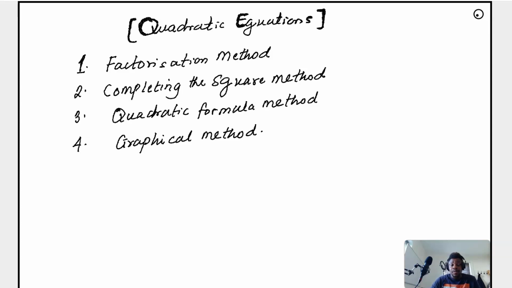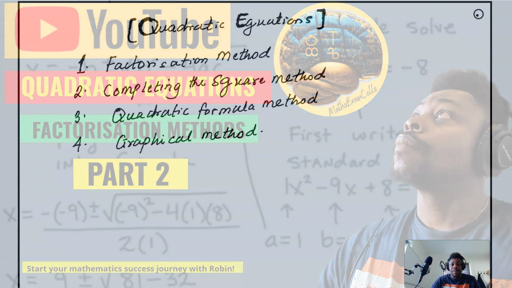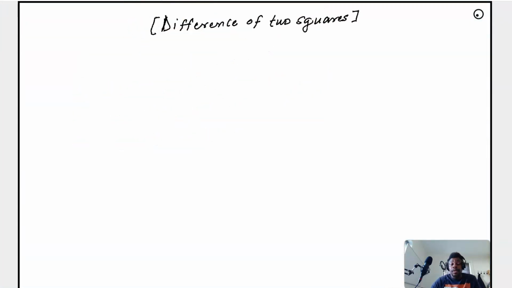In this video, I will solely be explaining the factorization method. Let's dive right into it. Before we take the factorization method, there are a lot of things that you need to know before we actually start with it. One of them is called difference of two squares. Difference simply means subtraction of two squares.